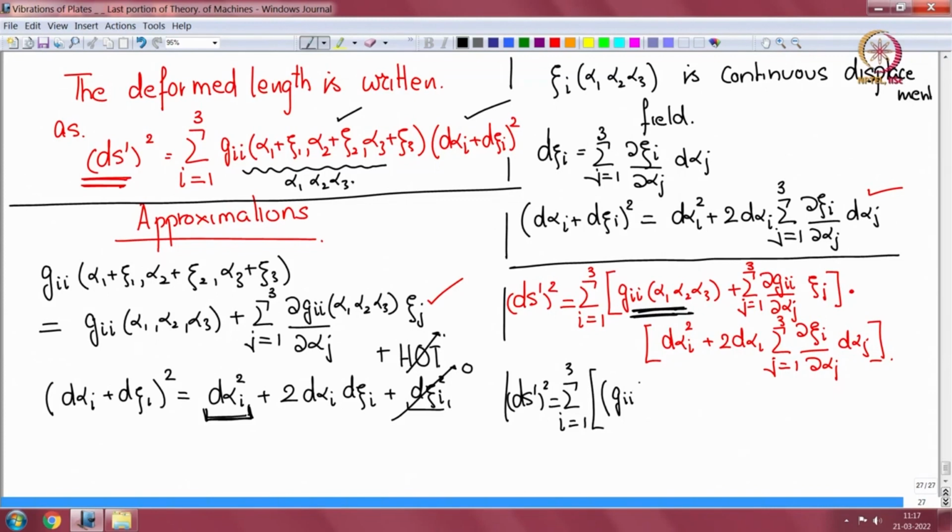GII plus summation J, del GII del alpha J, xi J, d alpha I squared, plus, I am running out of space, so let me write it on the next page.